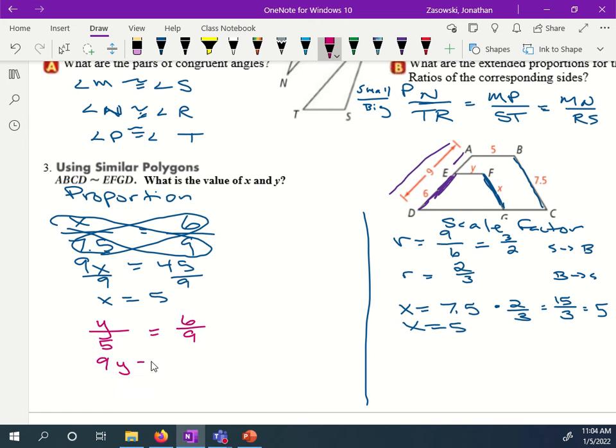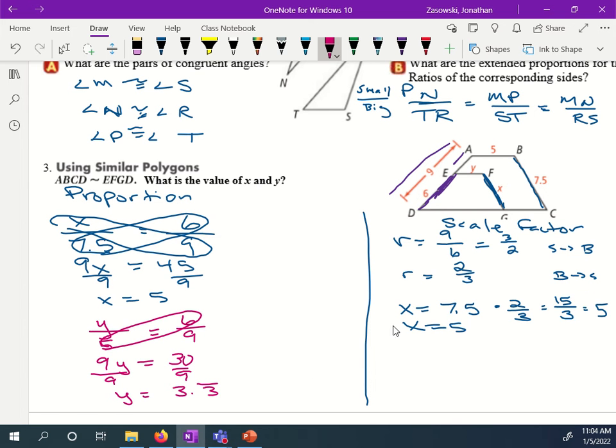So 9y is equal to 30. This one's not going to come out to be a whole number. That's okay. You can say 30 over 9. You could reduce down to 10 over 3. You can say it's 3.3 repeating. Whatever you want to put down as the equivalent answer. Cool? All right with that? 3 1/3, 10 over 3, your call.